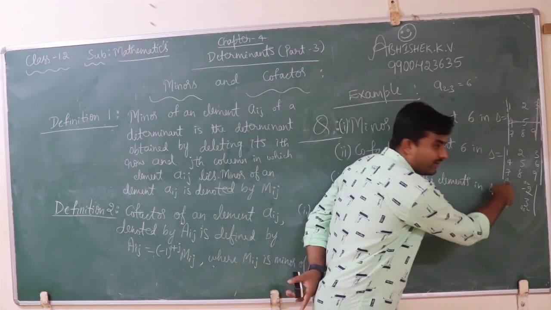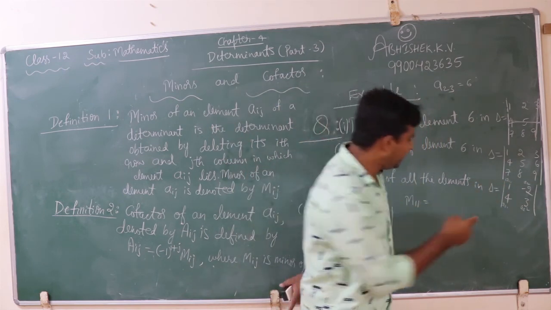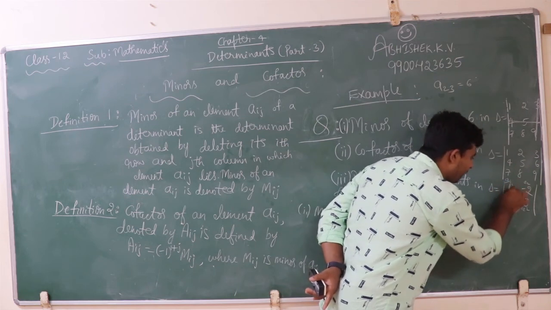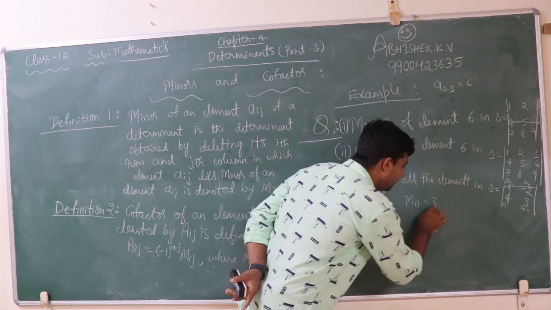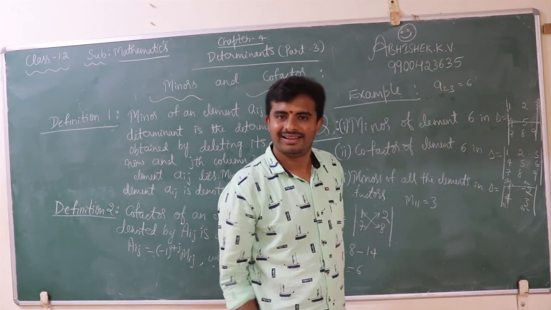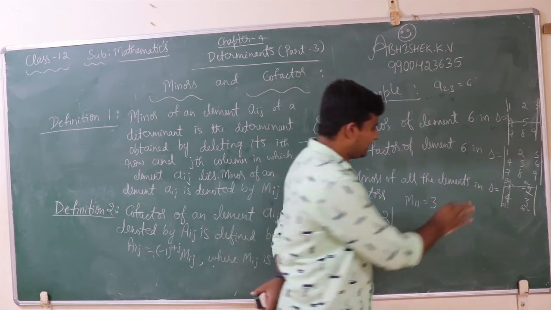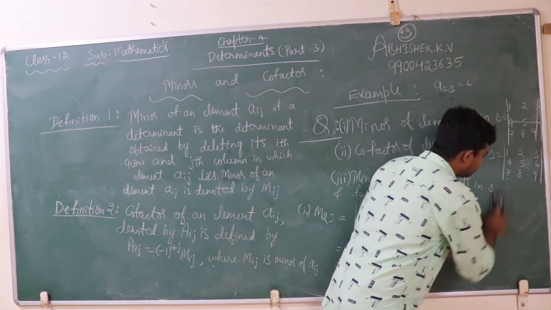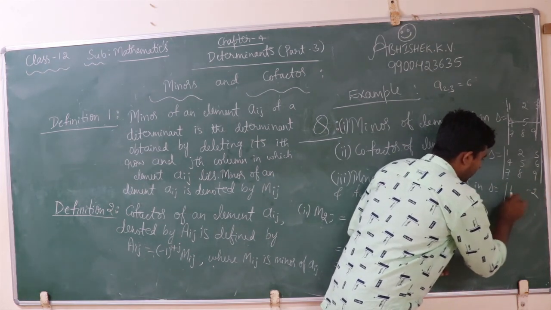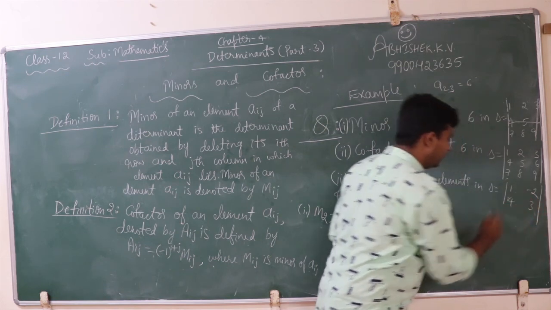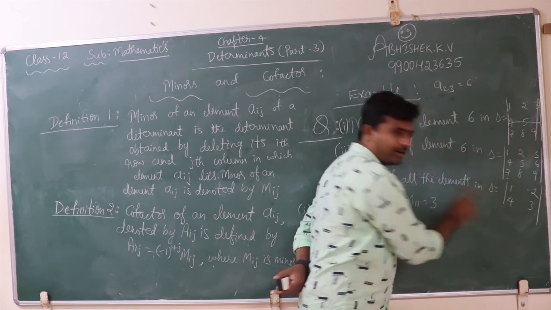See, the A11 element is 1. We need to delete the first row and first column, remaining with what? 3. Very simple. Okay? Is it clear? Then consider 1, minus 2, 4, 3. Right? Deleting the row and column.